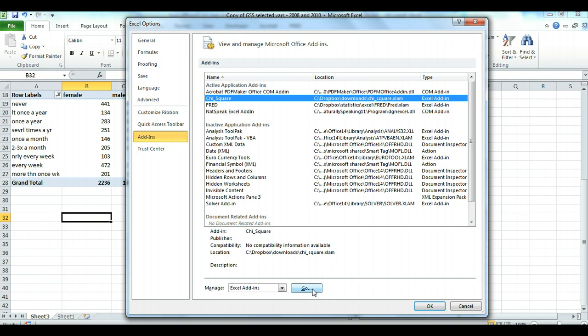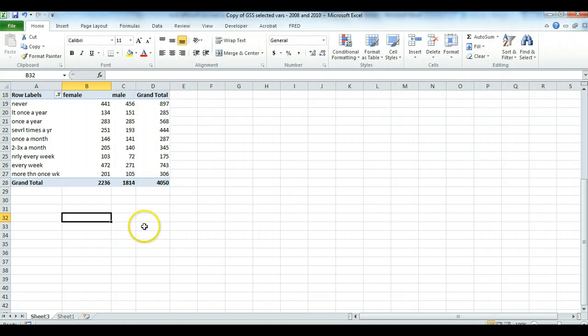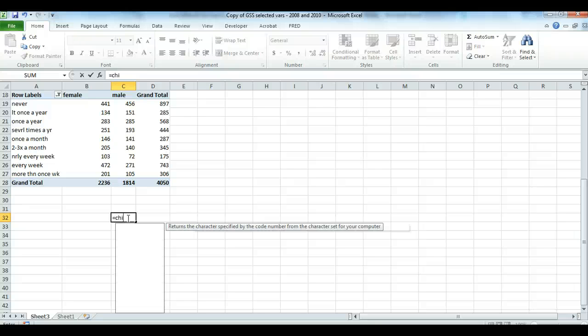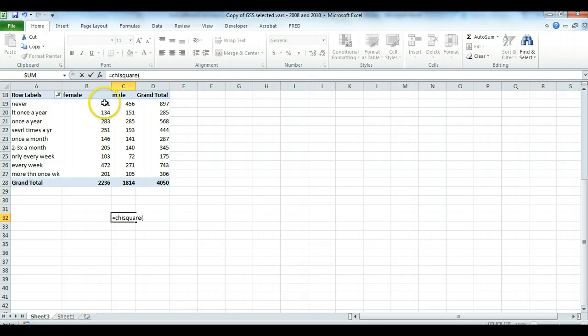If not, you want to go back and follow the instructions to get that in there. The chi-square add-in allows you to use the chi-square function, which starts out with an equals sign like all functions, and then type in chi-square, and then parentheses. What I do is I highlight all the numbers inside the table, not the totals. If you highlight the totals, you'll get a wrong answer. It's only the counts inside the table.